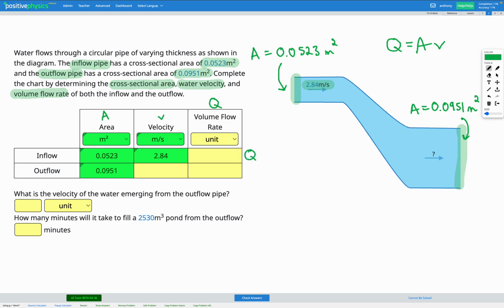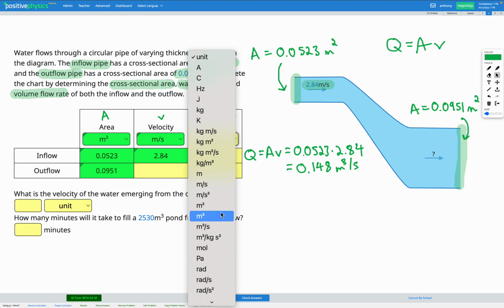So we have Q equals AV. A, the area, is 0.0523 times V, the velocity, is 2.84. When we multiply those together, we get a volume flow rate of 0.148 meters cubed per second. That's volume per second. So we figured out our volume flow rate for the inflow. Meters cubed per second.